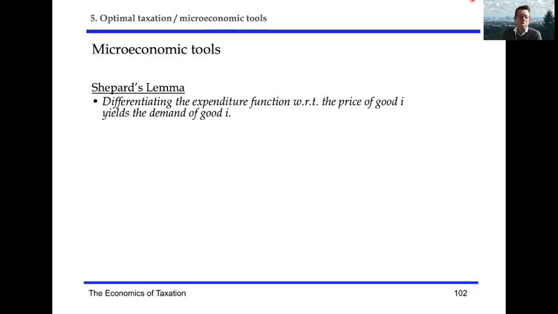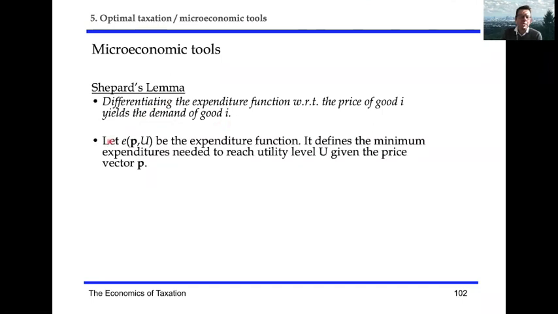Well, assume we differentiate the expenditure function with respect to the price of good i. Then what Shepard's lemma says is that that yields the demand of good i. So to understand what this is about, we first have to understand the concept of the expenditure function. The expenditure function tells you how much money you need to afford a certain level of utility given a certain price vector. And what you would expect holds actually true.